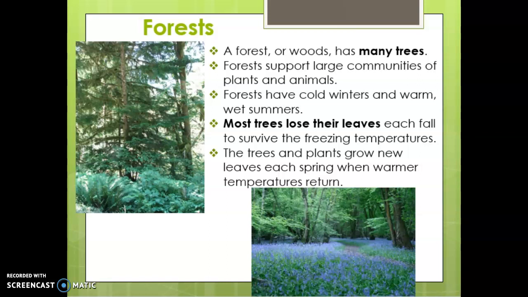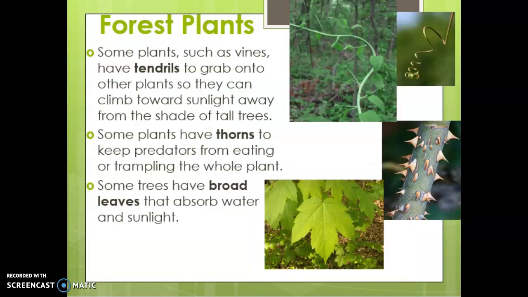So how do forest plants survive? Some plants, such as vines, have tendrils, as shown here, to grab onto other plants so they can climb towards sunlight away from the shade of tall trees. Some plants have thorns, as shown here, to keep predators from eating or trampling the whole plant. Some trees have broad leaves, as shown here. These wide leaves help absorb water and sunlight.